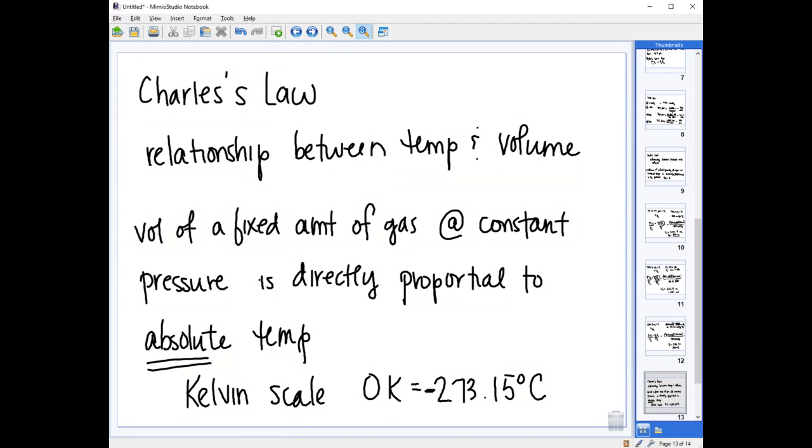Okay. And so for Charles's law, the temperature value matters. We have to be in Kelvin for our temperature. Okay, and since this is a direct relationship, and I just realized I spelled proportional wrong.